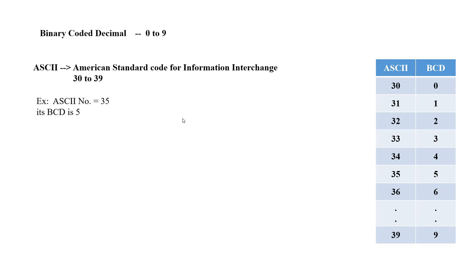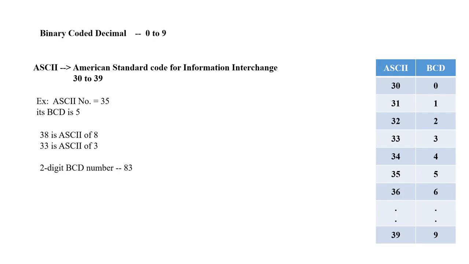Now, if we take the ASCII number as 35, its corresponding BCD number will be 5. Here we'll take two numbers, that is 38 and 33. 38 is the ASCII of 8 and 33 is the ASCII of 3. If we subtract 30 from 38, we'll get 8, and if we subtract 30 from 33, we'll get 3.